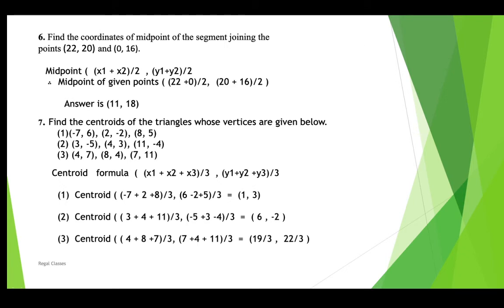Find the coordinates of the midpoint of the segment joining these two points. Very easy: (x1 plus x2) by 2, (y1 plus y2) by 2. Find the centroid of the triangle whose vertices are given below. It's very simple. Apply in the formula (x1 plus x2 plus x3) by 3, (y1 plus y2 plus y3) by 3. A very simple calculation. So such problems are very simple and you can get full marks. These problems normally come with 1 mark or 2 marks.